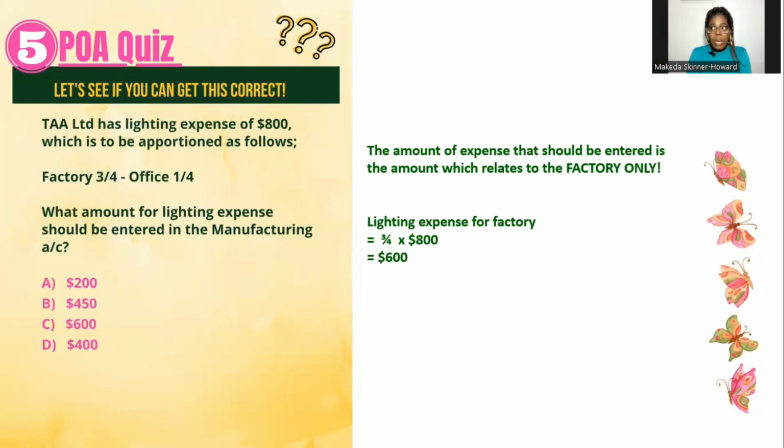Why are we finding 3/4 of the 800? Because they specifically told us that 3/4 of the lighting expense related to the factory. This is as close as we can get when it comes to tracing back the cost to your production.